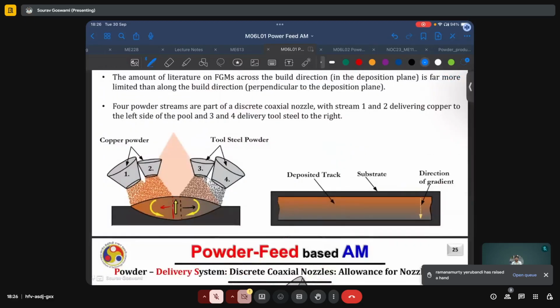So this is a cross section, and here we have what I presume is a top view, because what we see is there is this side which is more orangish or copper rich, and we have this other side which has a silverish or darkish appearance, which is tool steel rich, and in the center we have a smooth transition. And so there's a direction of gradient across the deposited track.